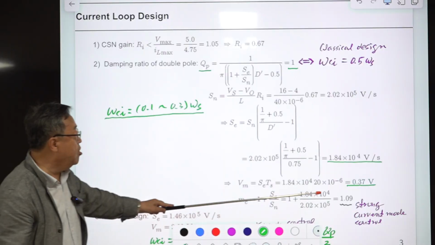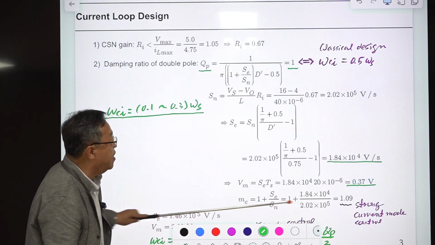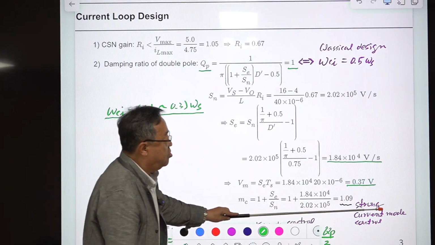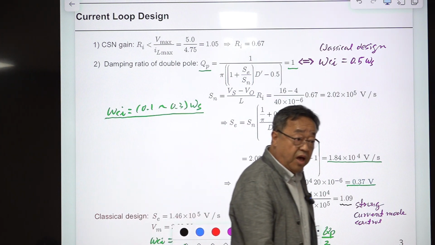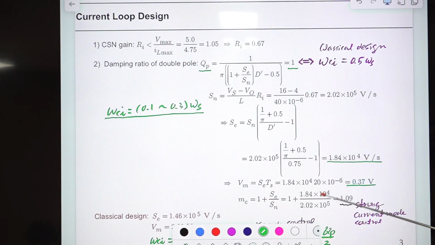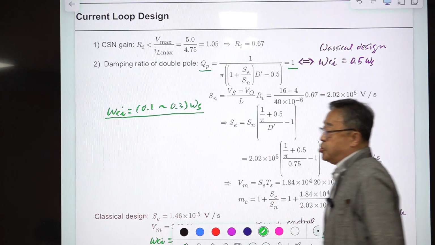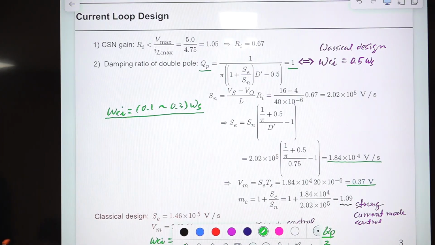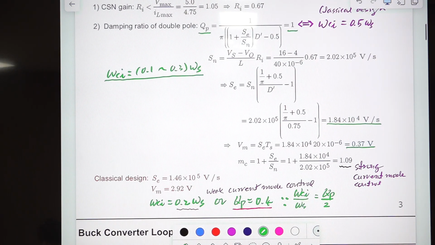If this number is very close to unity, then this is the strong characteristic of current mode control. And if this number MC is larger than this, maybe 1.5, then that is very similar to the voltage mode control, or the characteristic of current mode control becomes weaker.